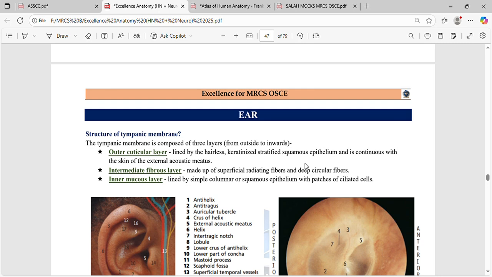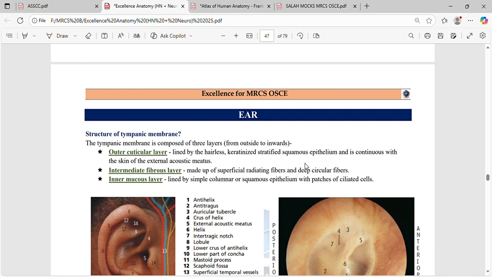So today we are going to discuss the anatomy of the ear. The first question in the anatomy of the ear is the structure of the tympanic membrane. The tympanic membrane is composed of three layers from outside to inside.